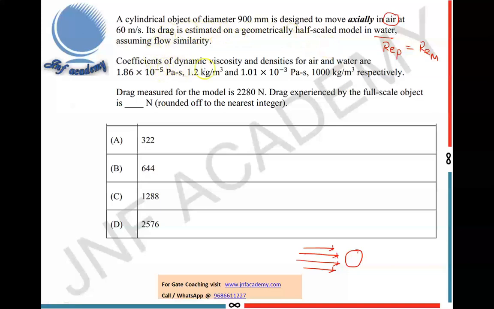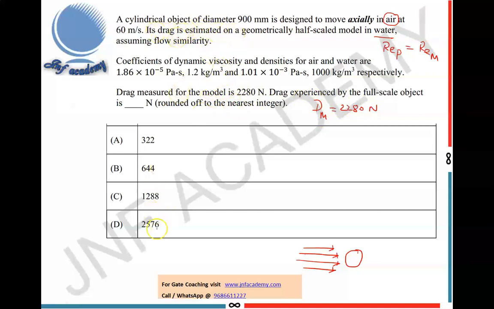Now they have given the coefficients of dynamic viscosity and density of both air and water. Well and good. And now they're asking for the drag measured for the model, when the half-scale model is moved in the water, which is 2280 Newton. So the drag of the model is equal to 2280 Newton, which is given in the question. Now they're asking what is the drag experienced by the cylindrical object, the actual prototype.